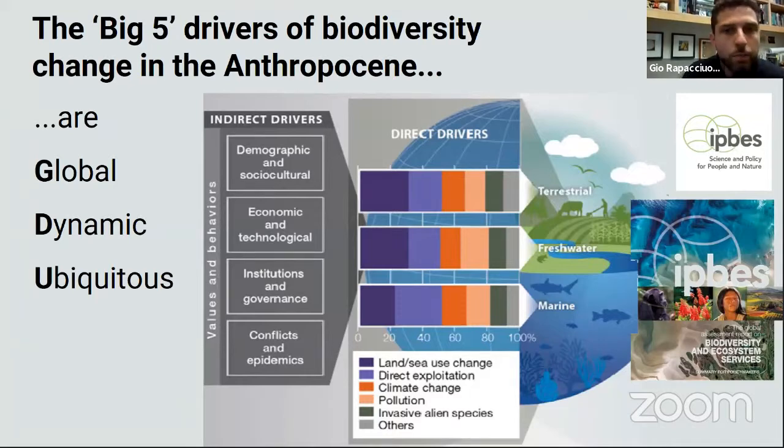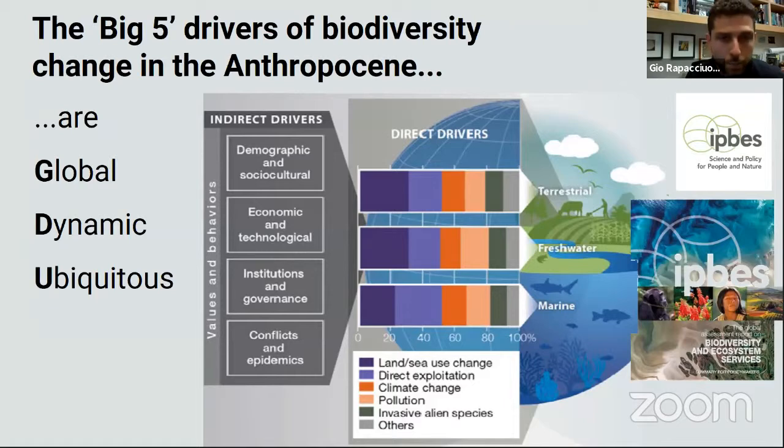So let me get started with some broad background here. We've entered the Anthropocene era, a new geological era that's defined by the pervasive influence of humans on all Earth processes. And the big 5 drivers of biodiversity change in the Anthropocene have been described in detail in the IPBES report that came out last year, with a lot of crucial insights for biodiversity conservation.